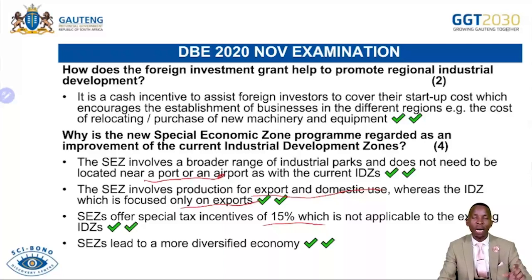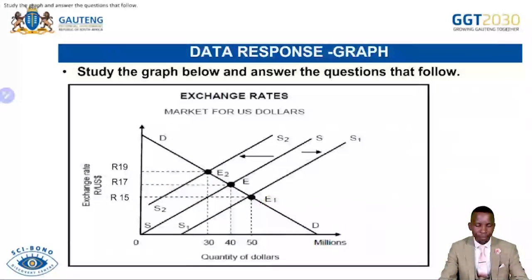So that's why it becomes a different and improved version of the existing one. And then we're given the diagram here for the foreign exchange market. You interpret or graph first the market for foreign exchange, the market for US dollars, and then the exchange rate, rand to dollar. We can see originally we have the supply and the demand. That is the original equilibrium, whereby the rand equals 17 rand per dollar.